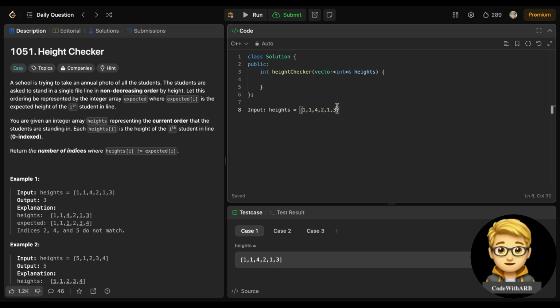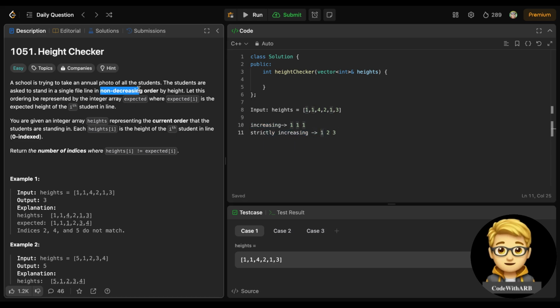It means the difference between increasing and strictly increasing is that in increasing, duplicate elements can exist, like one, one. This is increasing, but in strictly increasing, one and one will not exist. This is not strictly increasing. One, two, three is strictly increasing, right? So that's the difference between increasing and strictly increasing.